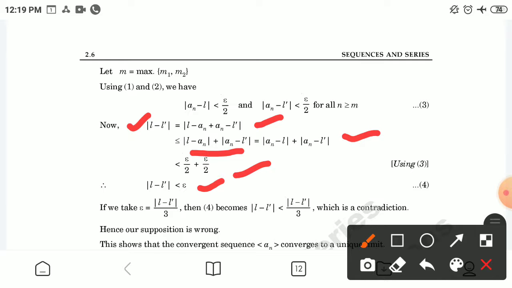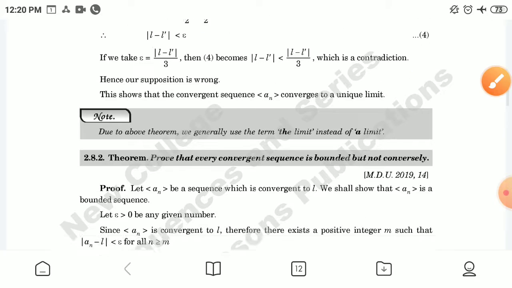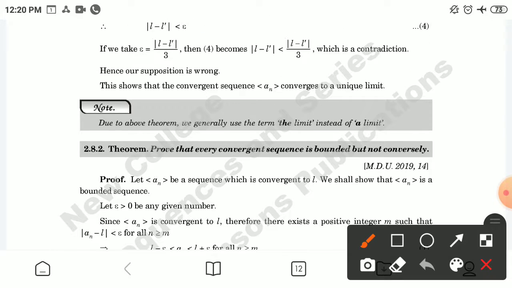If we take epsilon equal to |L − L'| upon 3, then by the above, |L − L'| becomes less than |L − L'| by 3, which is a contradiction. Hence, our supposition is wrong. Therefore, this shows that the convergent sequence an converges to a unique limit. Note, due to the above theorem, we generally use the term 'the limit' instead of 'a limit'.